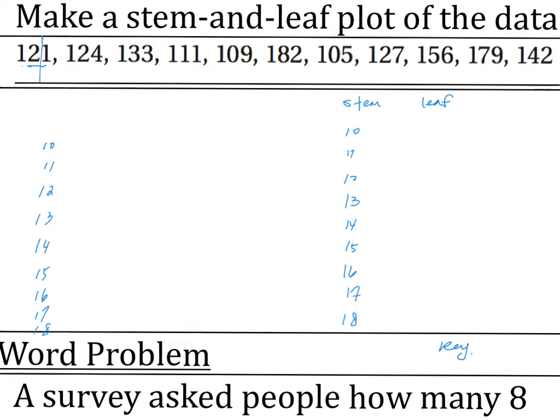Well, you have 12, 12, 13, 11, 10, 18. Well, this 18 seems to be the biggest one for now. And you got another 10. And you have 12 again, 15, 17, 14. So I'm seeing that 10 is the smallest one. So I'm going to begin with 10 for my stem. And then 18 to be my biggest stem.